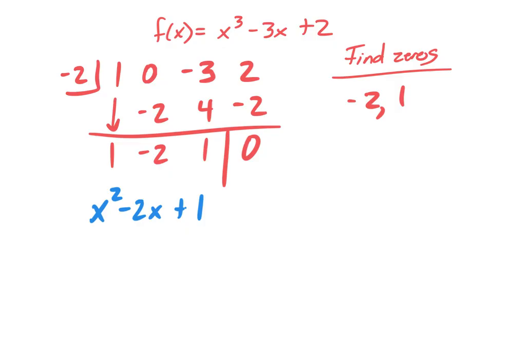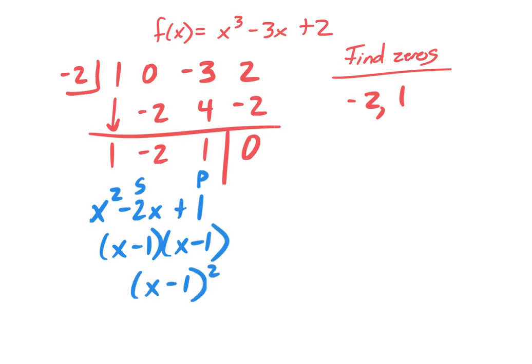What are some other methods that we talked about with quadratics? If it's a trinomial, I could do product and sum, right? Is there anything that multiplies to get 1 and adds to get negative 2? Negative 1, negative 1. Which we most of the time write as x minus 1 squared, because there's 2 of them.